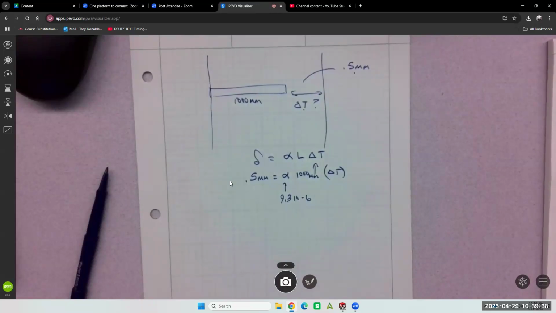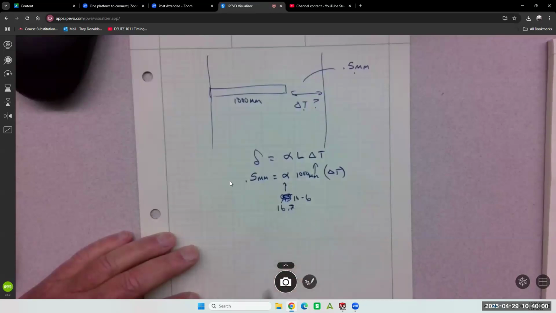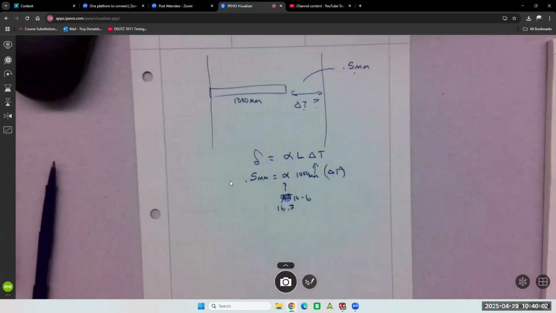Oh, wait, was I looking in the wrong one? Calculate the stress developed in the bar due to the temperature rise of 50 degrees Celsius. Yeah, I wrote the wrong coefficient there. I think it's 16.7 times 10 to the minus 6. I've done that so many times. Yeah, it's easy to do. Metric: 16.7 times 10 to the minus 6 millimeters per millimeter per degree Celsius.